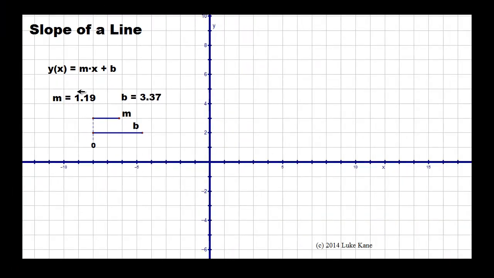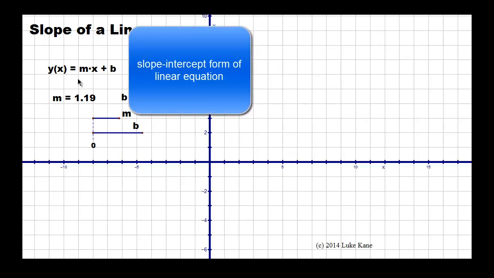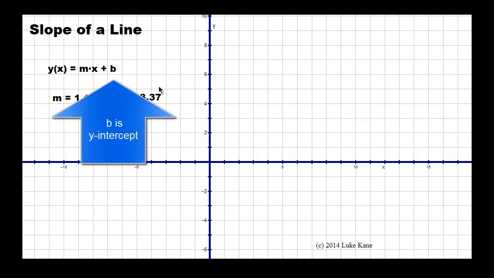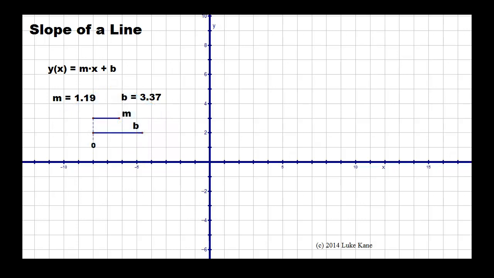Here is the equation of a line written in slope-intercept form. This y of x is function notation, which we haven't got to yet. Think of it for the time being as just simply y. And y equals mx plus b. M is the slope of the equation and of the line, and b is the y-intercept. So let's take a look at what that equation might look like if m was 1.19 and b equals 3.37. It would look like that.